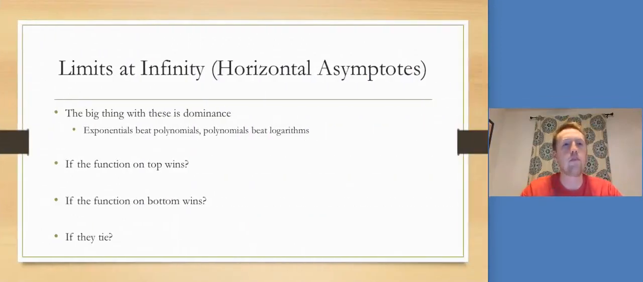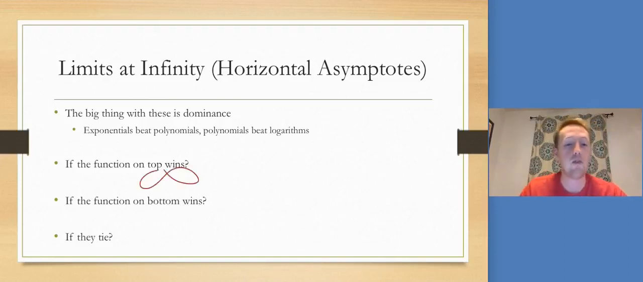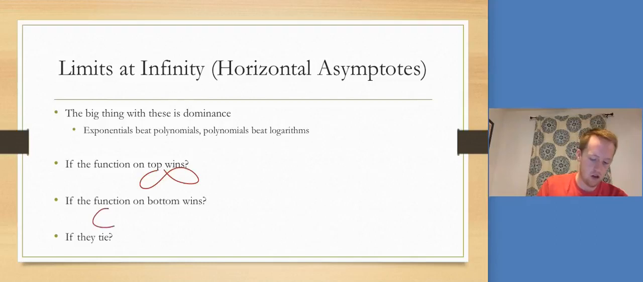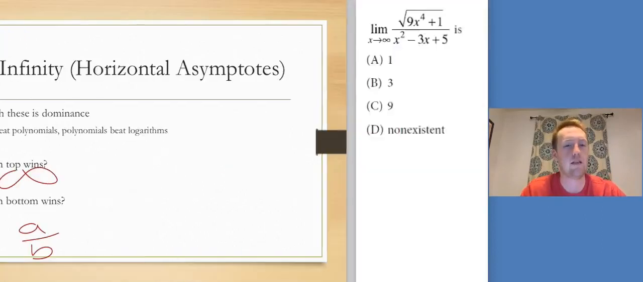Okay, the big thing with limits at infinity is dominance. So remember, exponential functions beat polynomials and polynomials beat logarithms. If the function on top wins, where are we heading? Good. Person who is screaming at the video for some reason, we're heading to infinity. If the function on bottom wins, that's going to be 0. And if they tie, that's where we're going to take the ratio of the coefficients. So a over b.